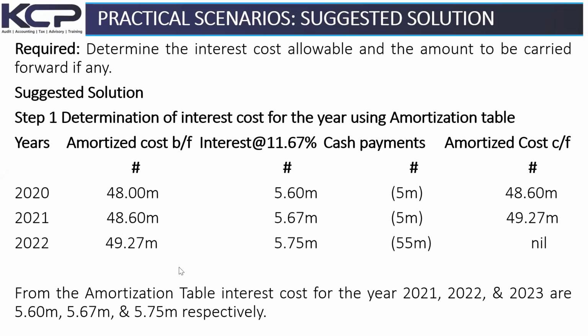Applying 11.67% on 49.27, will that give us 5.75?